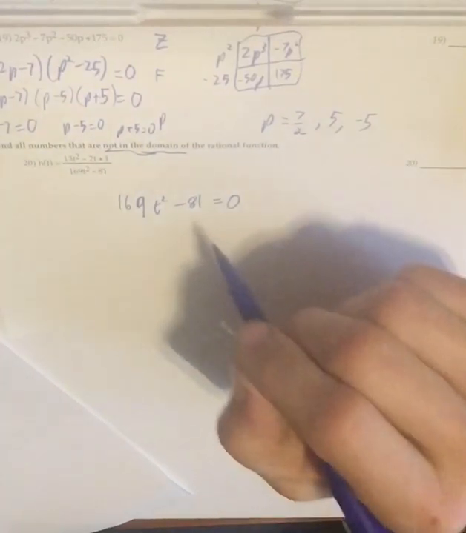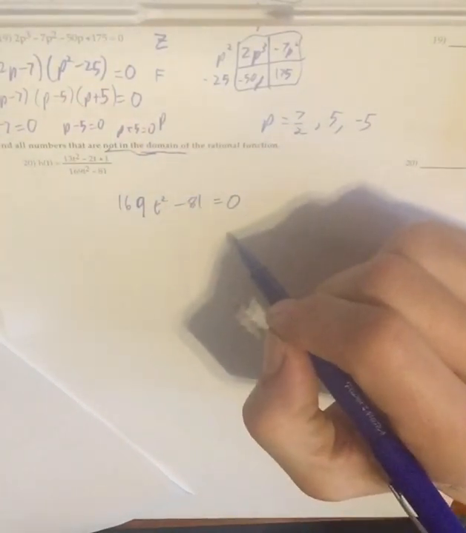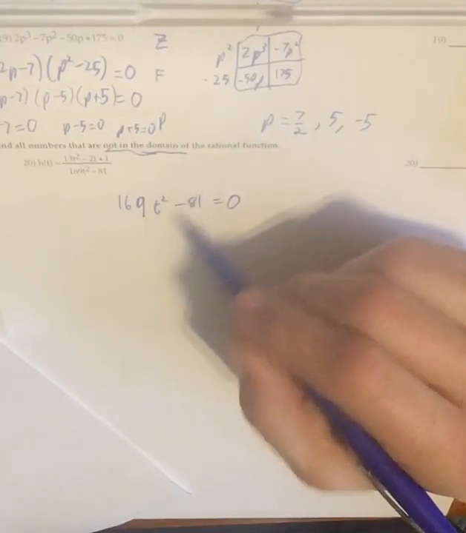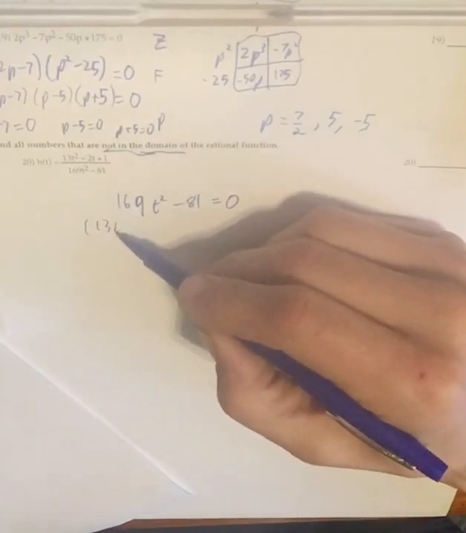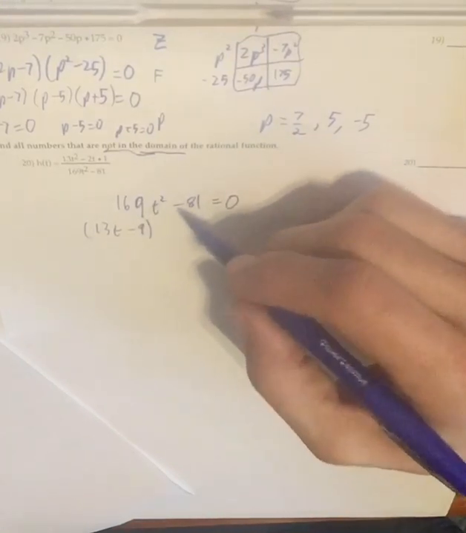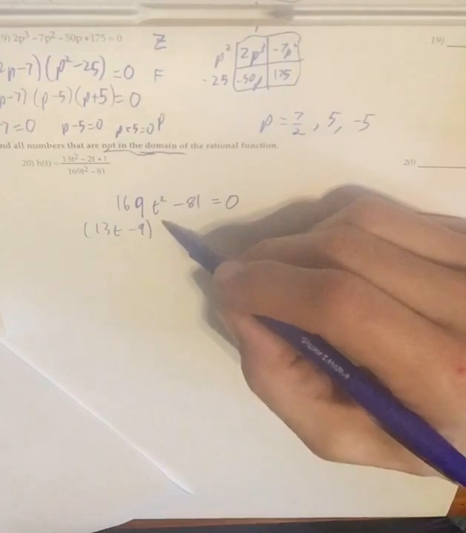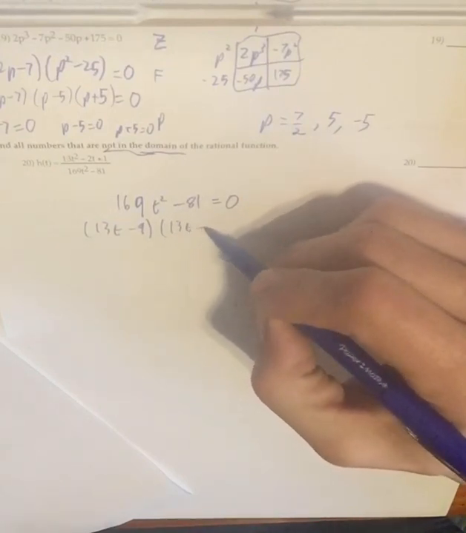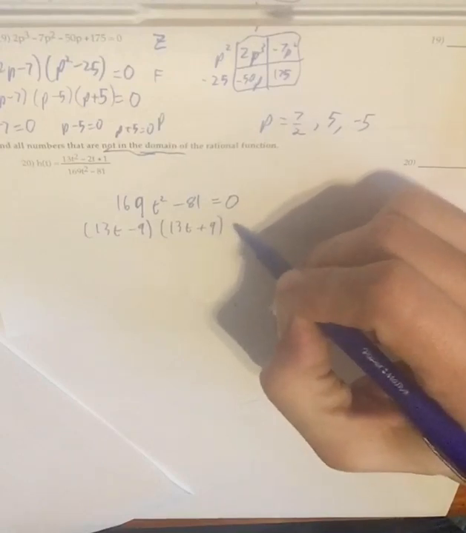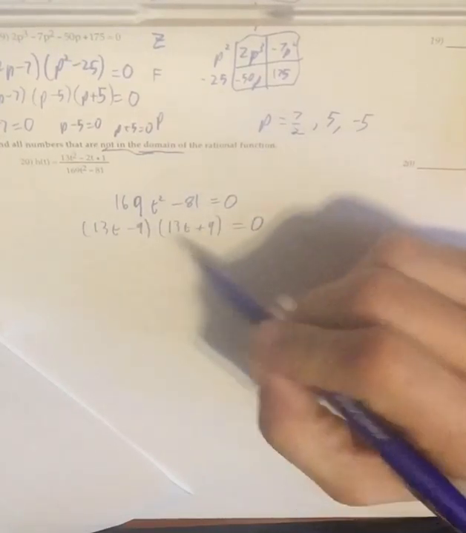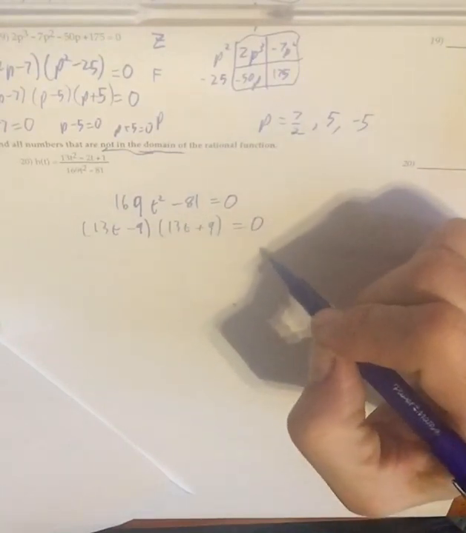That does factor. Fortunately, you could use square root property on this also, because it's just a squared term. If you factor it, you have to recognize that 169 t squared and 81 are perfect squares, so this is also a difference of squares pattern. So the factors look like the minus and the plus. 13t minus 9 and 13t plus 9.